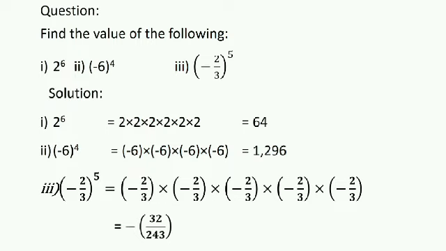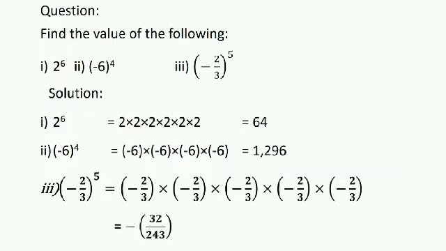In the second and third questions, we have to note down something. In the second question, minus 6 to the power 4. Minus 6 is multiplied 4 times by itself, and its result is a positive number. And in the third one, minus 2 by 3 to the power 5. Minus 2 by 3 is multiplied 5 times by itself, and its result is a negative number. Here 4 is an even number and 5 is an odd number.